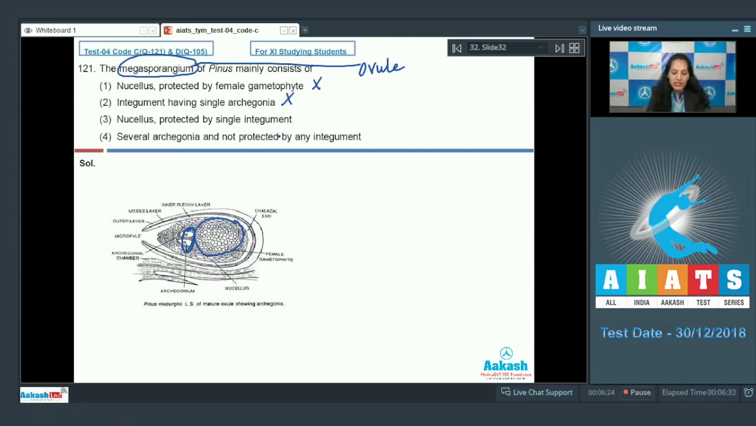Third, nucellus protected by single integument. Yes, you can see here it is the nucellus which is present over here, and it is the integument which protects the ovule. So this option is correct. The last one is several archegonia and not protected by any integument. No, they have integument. They are protected by integument. So the correct option for the given question is option number 3. Let's move on to the next question.